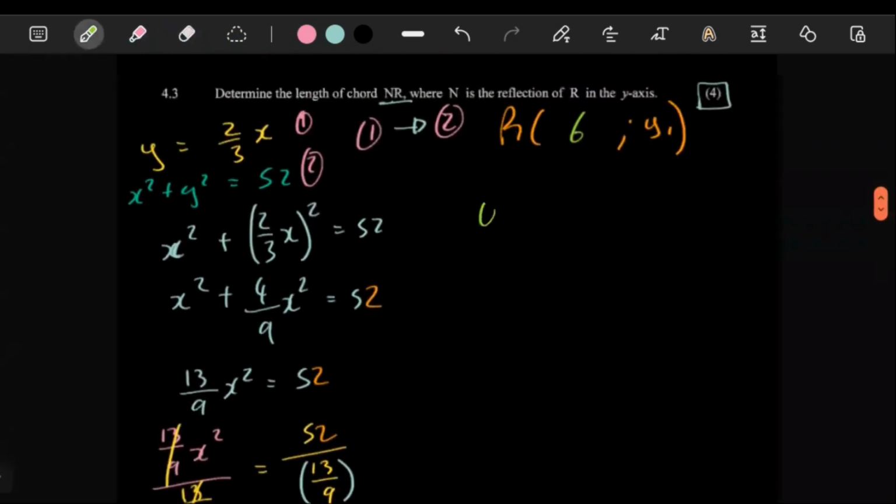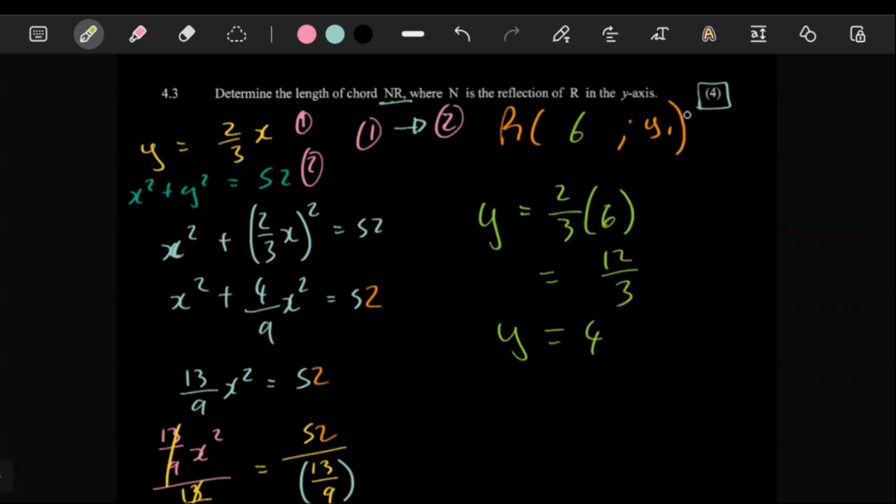So in the equation of the straight line, where x is 6, we need to find out what the y value is, because it's the easier one to work with. So this is going to be 12 over 3, which is a 4.